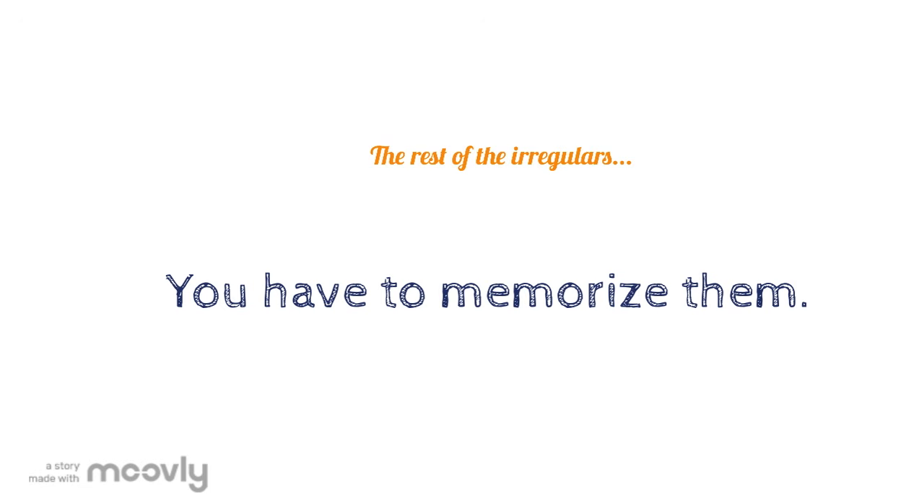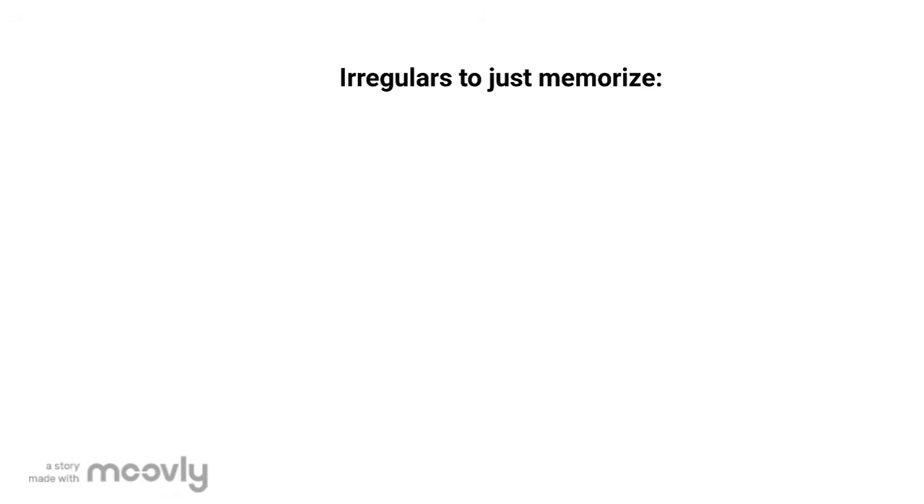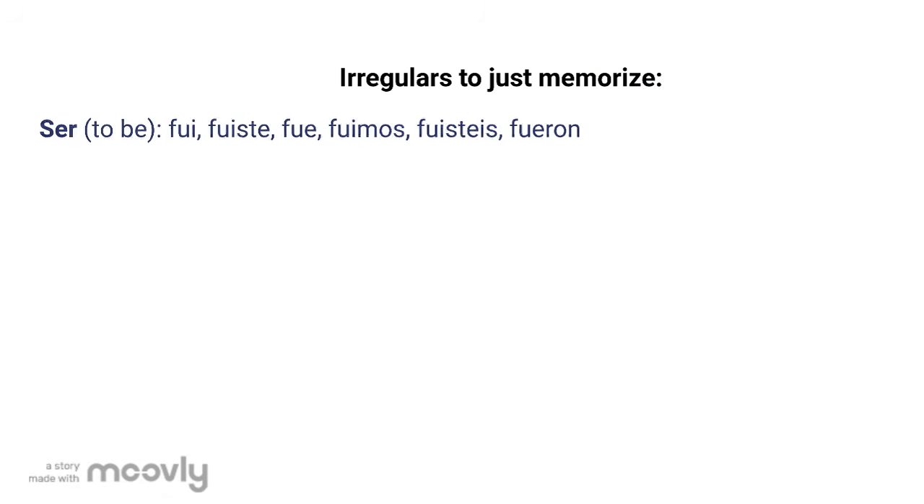As for the rest of the irregulars, you could divide them up further, but I'll lump them together and just say what you probably don't want to hear, which is you have to memorize them. By the way, if you want a comprehensive guide to divide these up into smaller chunks, check out the link included in the description. So here they are. Completely irregular verbs to memorize.